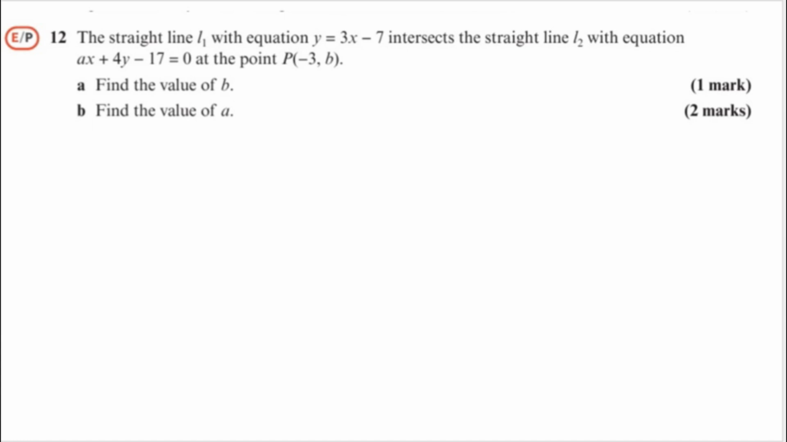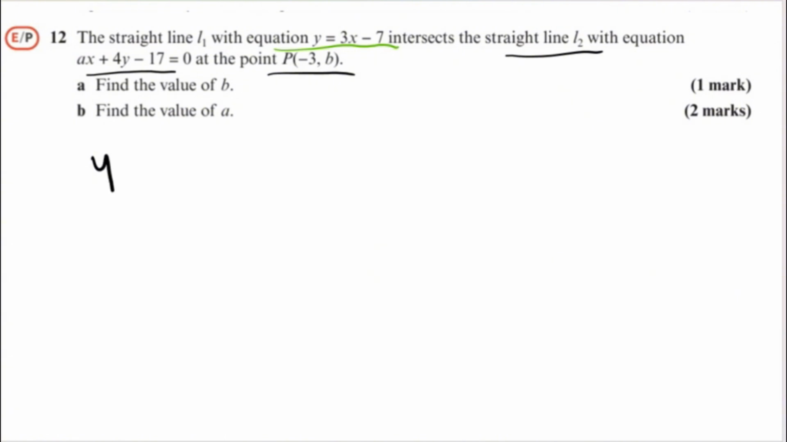Next question is question number 12. The straight line L1 with equation y is equal to 3x minus 7 intersects the line L2 with the equation ax plus 4y minus 17 equal to 0 at the point P minus 3, b. Now this point is the common point for both lines, or you can say this point is the solution for these two lines. So how to find the value of b and value of a?